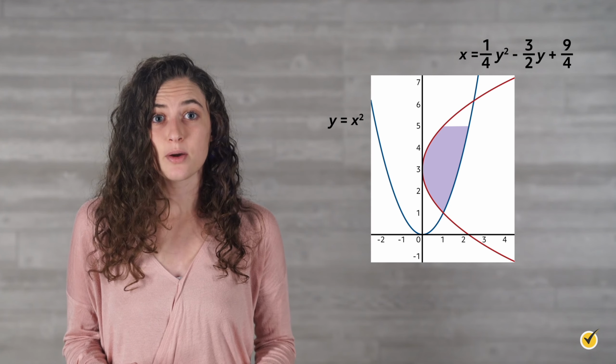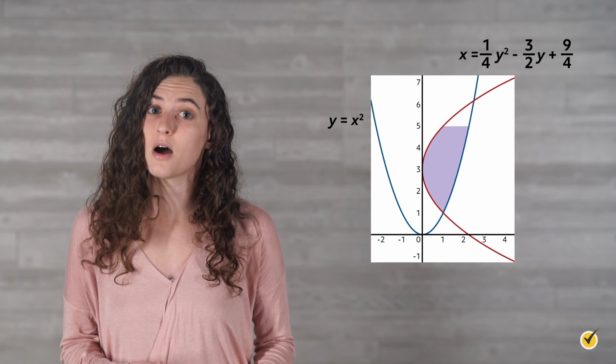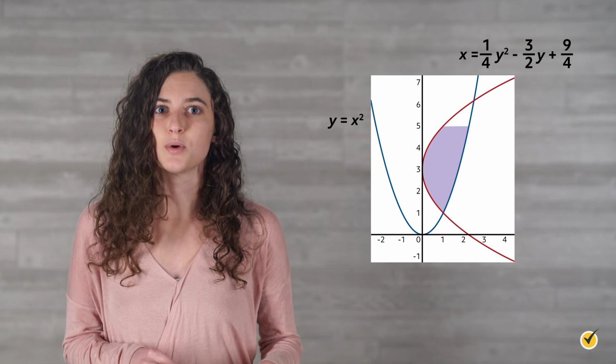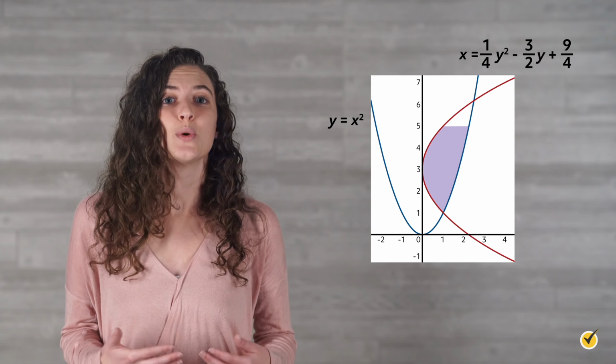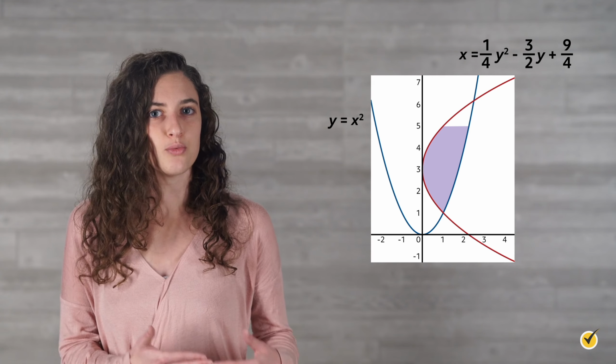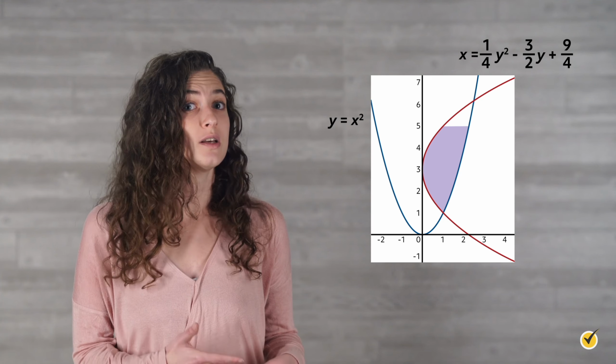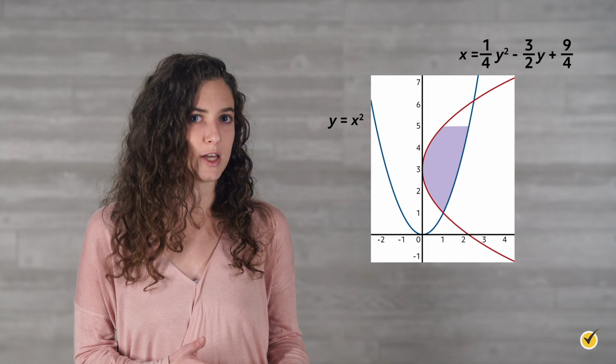Now, usually in these area problems, we need to find out which function is on top and which is on bottom. But since we must work this problem in terms of y, we instead need to find out which function is farther right and treat that one as the top function, since farther right implies a greater x value.